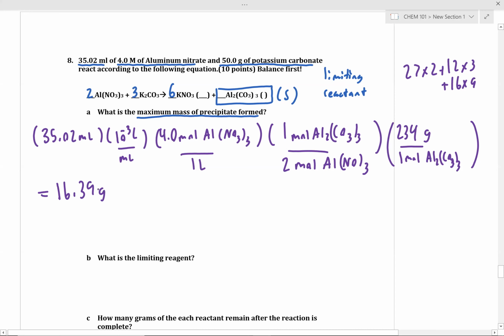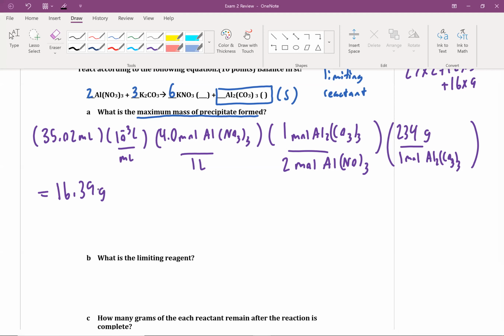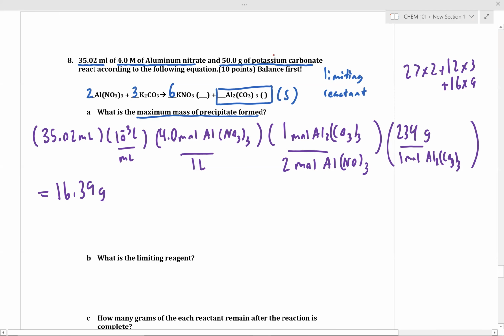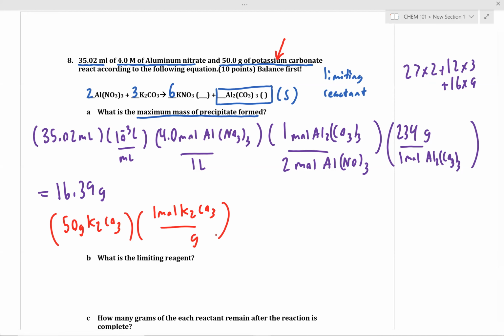We are not done. We now need to perform the same mass to mass conversion for our second reagent, our potassium carbonate. So starting off, we have 50 grams of potassium carbonate. In 1 mole of potassium carbonate, we have how many grams? What's our molar mass in this case? So 39 times 2 plus 12 plus 16 times 3 gives us a molar mass of 138 gram per mole.